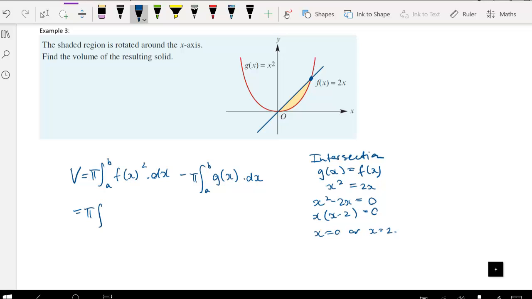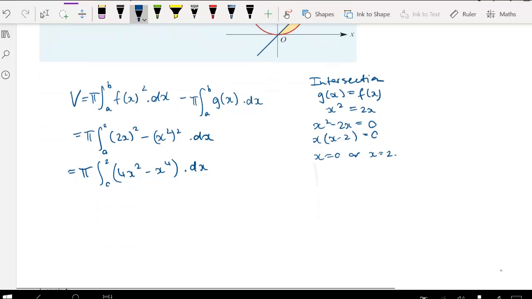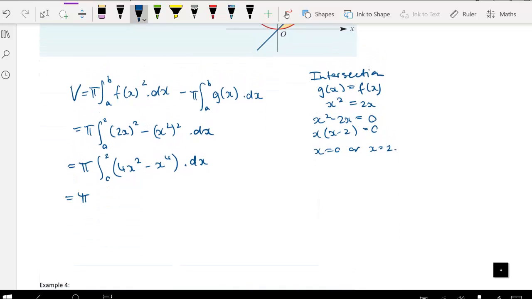We're working between 2 and 0. Now f of x squared is 2x all squared, and we're subtracting g of x squared, so that's x squared squared with respect to x. So we have pi between 2 and 0 of 4x squared subtract x to the power of 4 with respect to x. Okay, so now we can perform that integral. We've got pi, 4x cubed on 3 subtract x to the power of 5 on 5 between 2 and 0.